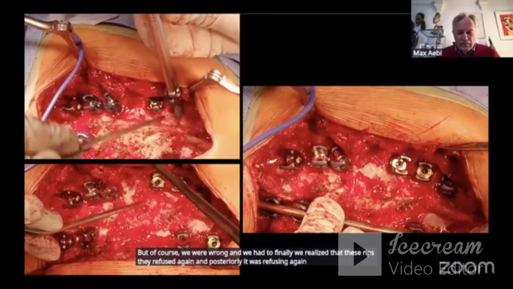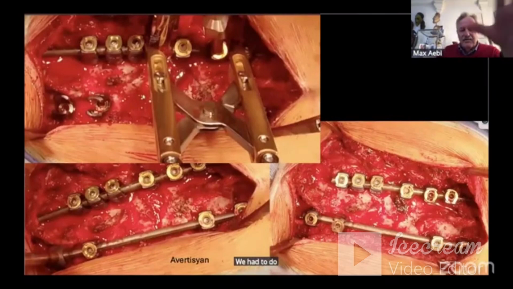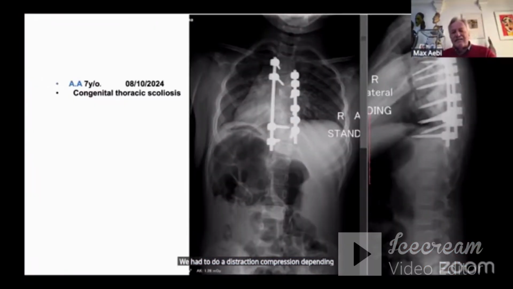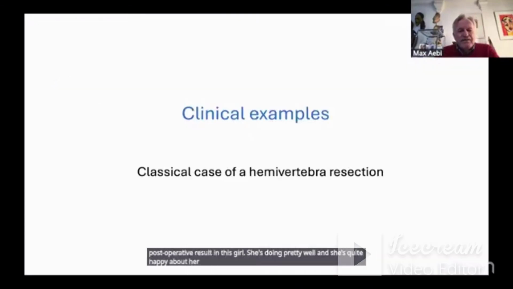So we had to do again an intervention where we resected the hemivertebra, as you can see here, and we had to choose a longer fixation. We had to do distraction compression depending on the site, and that's the postoperative result in this girl. She's doing pretty well, and she's quite happy about her body position.